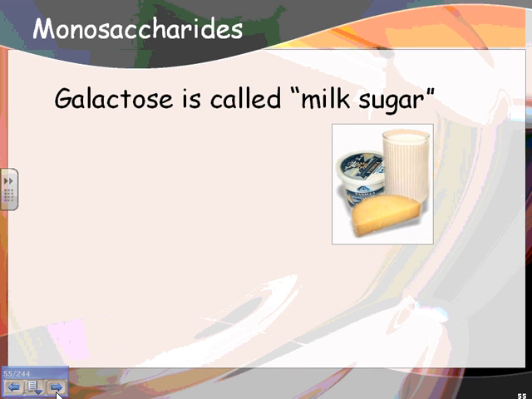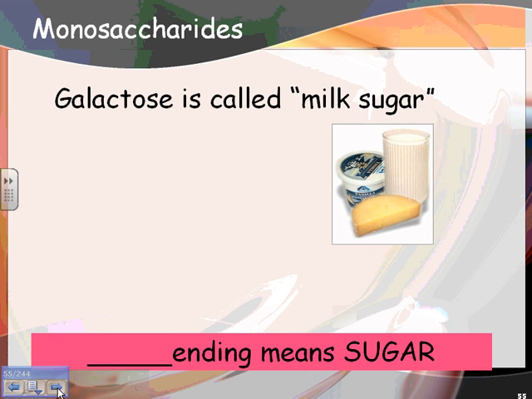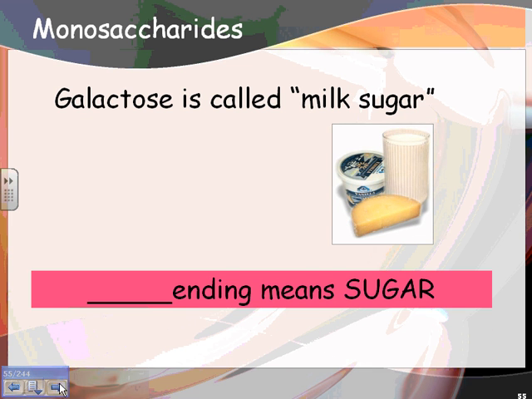Galactose is called milk sugar, and that is in milk. Here's what you need to know from all of those. The ending OSE, O-S-E, means sugar. So you can put a star next to that one too. Something to memorize.